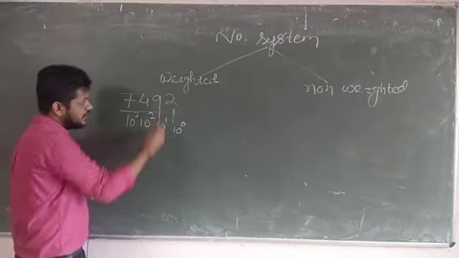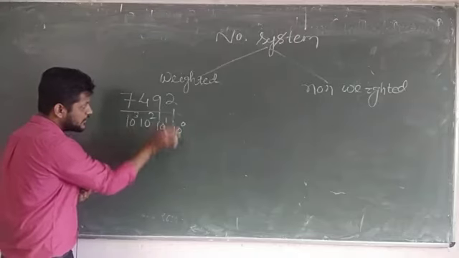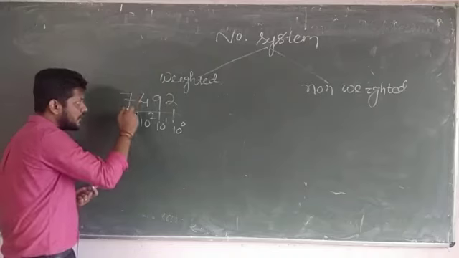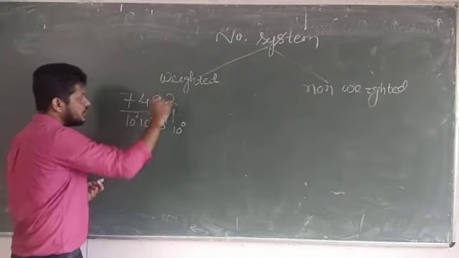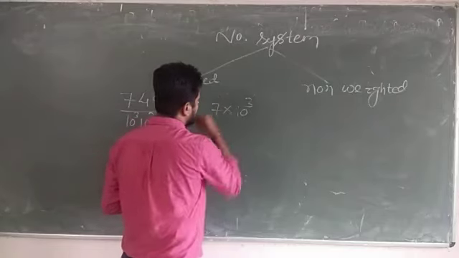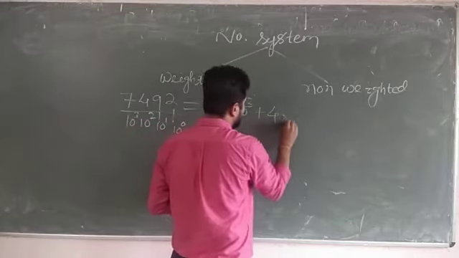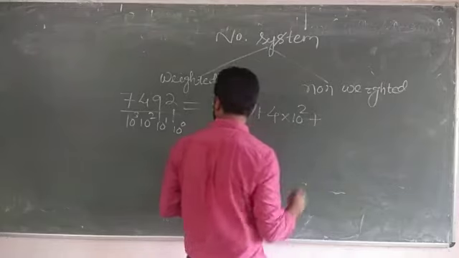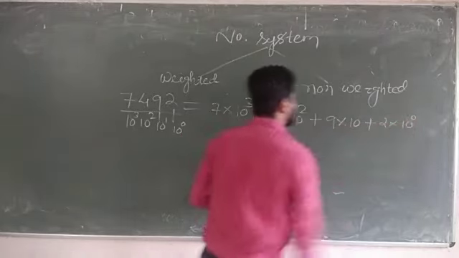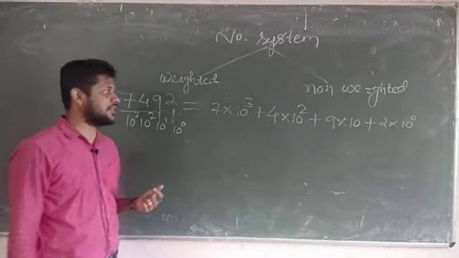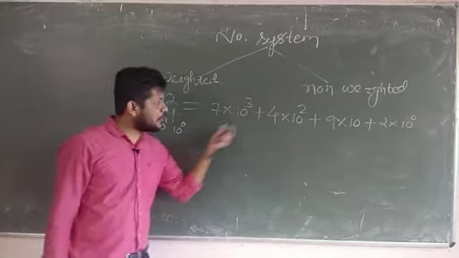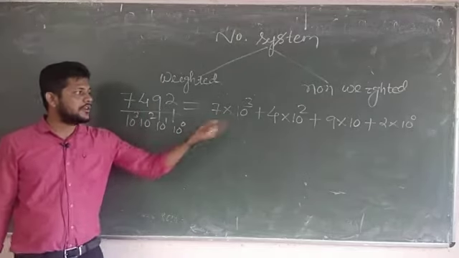So each place is associated with a weight. Then only we say that this number consists of 7,000, then 400, then 90, then 2. So how do we get 7,000? You can write this as 7 into 10 to the power 3 plus 4 into 10 square plus 9 into 10 plus 2 into 10 to the power 0. 10 to the power 0 means 1. Any number to the power 0 always gives you 1. So see how we can write a number like 7,492.